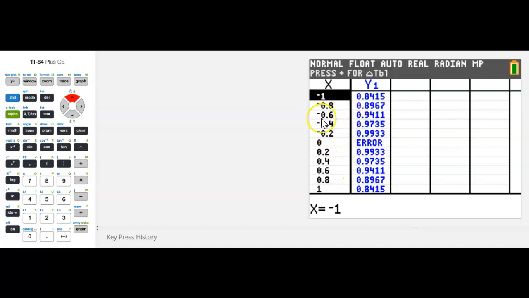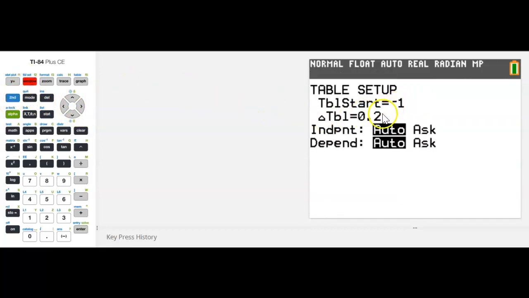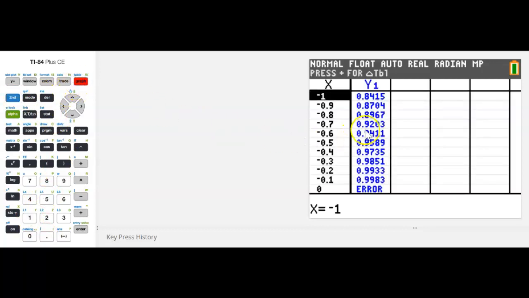Now if we want to look at that closer, we could go back to table set. So second window takes us back into table set, and we can make the delta table smaller, like 0.1, and hit second graph to see the table. So now as we approach 0 from the left, you can see the values getting closer and closer to 1: 0.97, 0.98, 0.993, 0.998. These are getting closer and closer to 1.